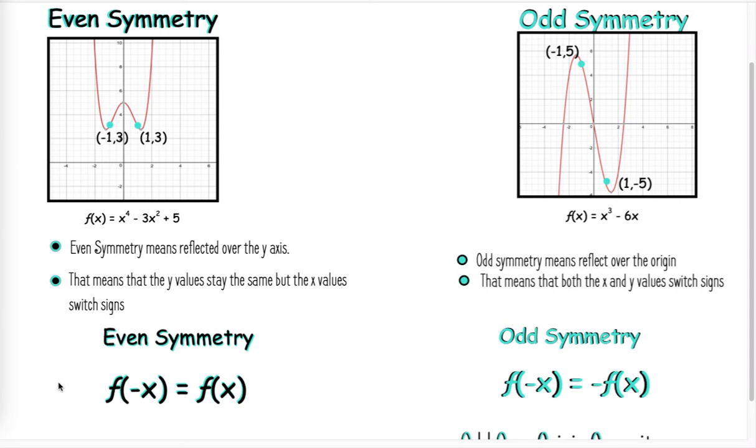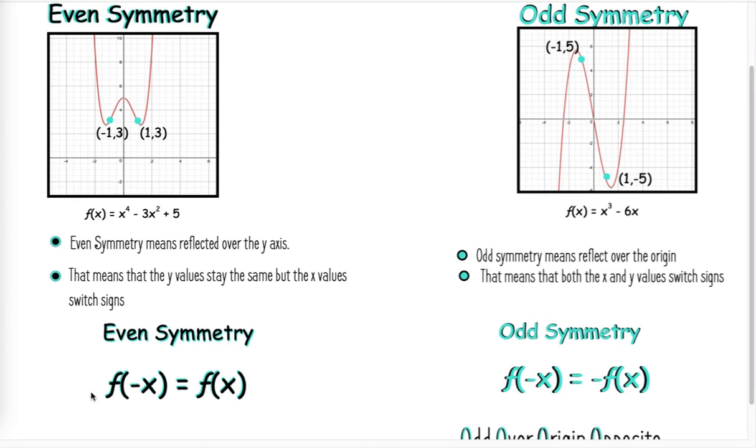negate the x. So algebraically, even symmetry means that if you plug a negative x value into a function, you get out the same answer as if you plugged x in, right? Put a negative x in, you get the same y's.